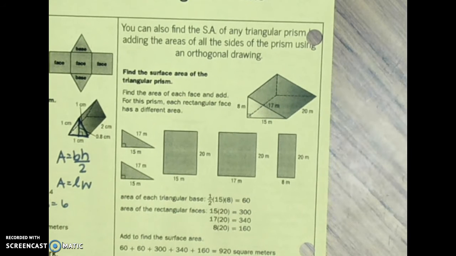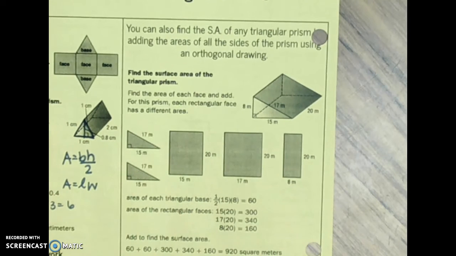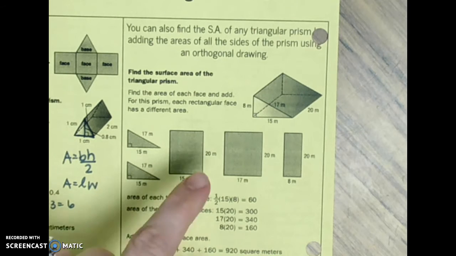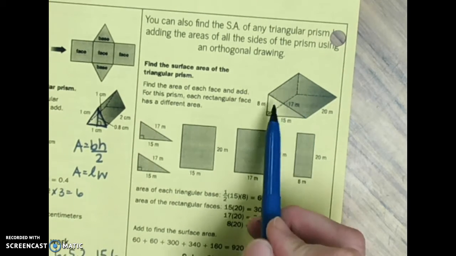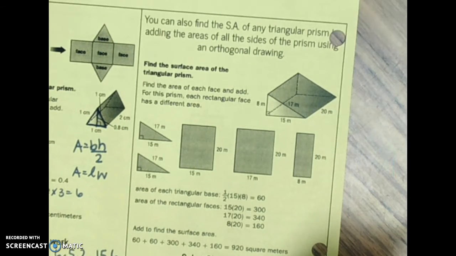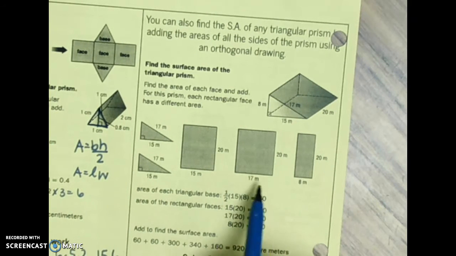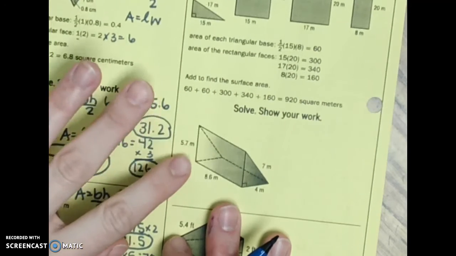Okay, so you can also find the surface area of any triangular prism by adding the areas of the sides of the prism using a drawing. That just means you're going to separate the drawing and then add all the areas together. So in this case, they took this and they just cut the pieces and laid them flat so you could easily find it. And if you notice on this one, these rectangles are all different. So you'd have to do the rectangles 3 times. So let's take a look at the one right here.